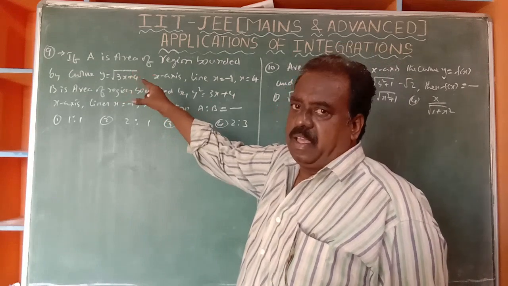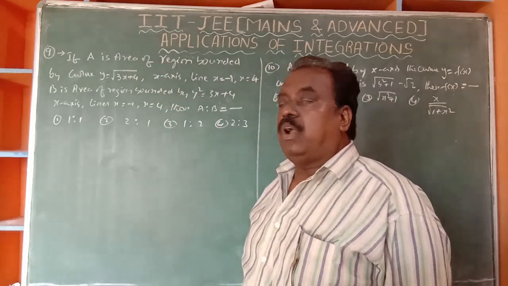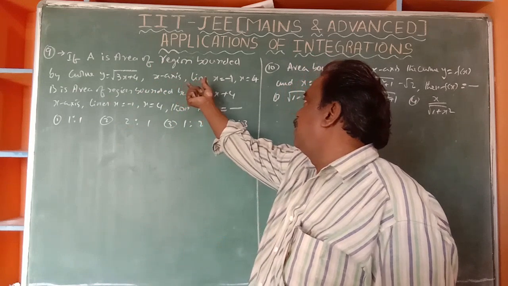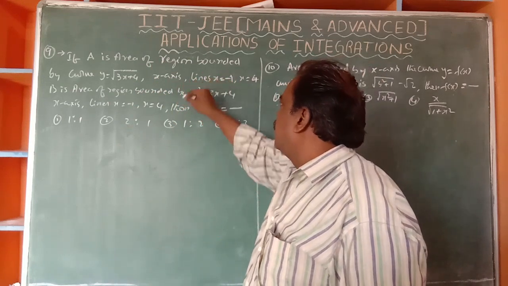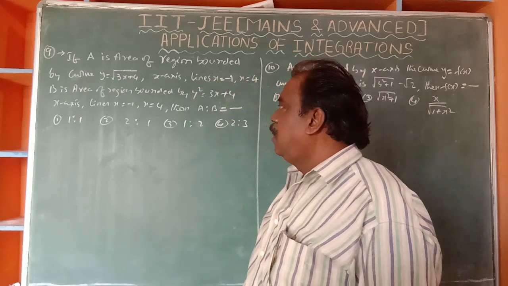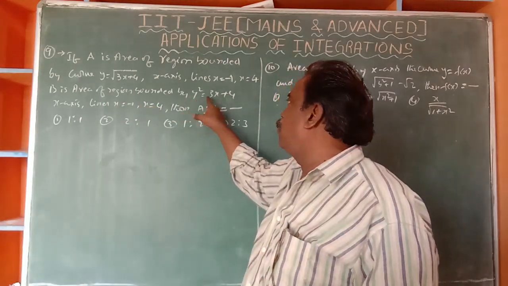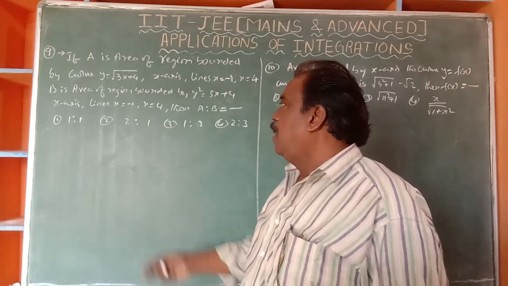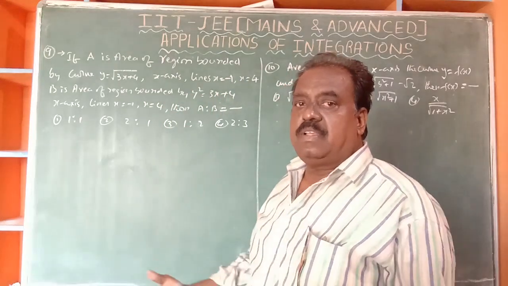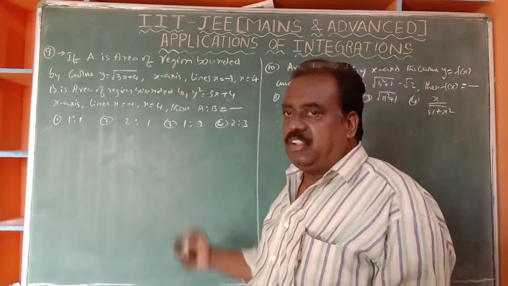If capital A is the area of the region bounded by the curve y is equal to root of 3x plus 4, on the x-axis, and the lines x is equal to minus 1 and x is equal to 4. And again, capital B is the area of another region bounded by the curve y square is equal to 3x plus 4, on the x-axis, same lines, x is equal to minus 1, x is equal to 4. Then what is the ratio of the two areas of the two different regions?